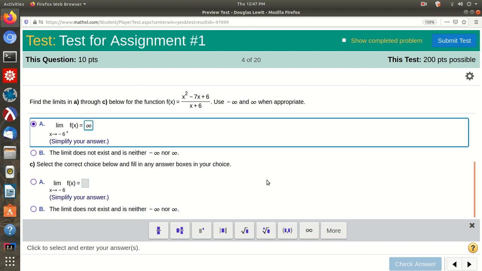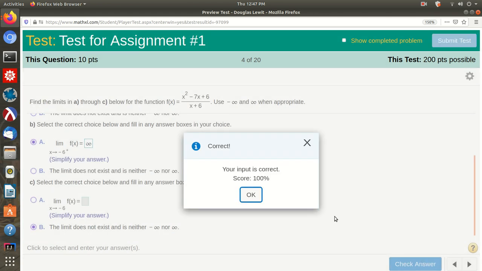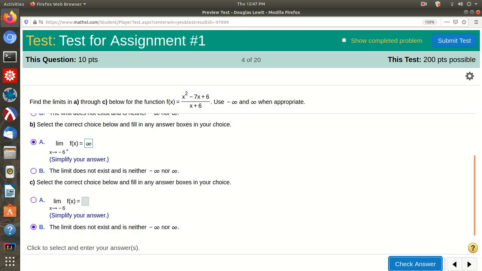The left-sided limit and the right-sided limit do not agree with each other. Therefore, you would say that the limit does not exist and is neither negative infinity nor positive infinity for the two-sided limit. Your input is correct. Okay, score 100%. Terrific. Let's move on to the next problem.